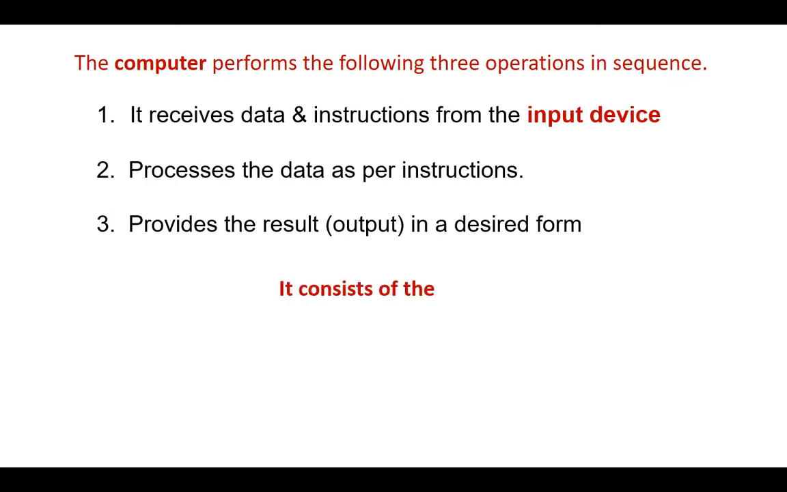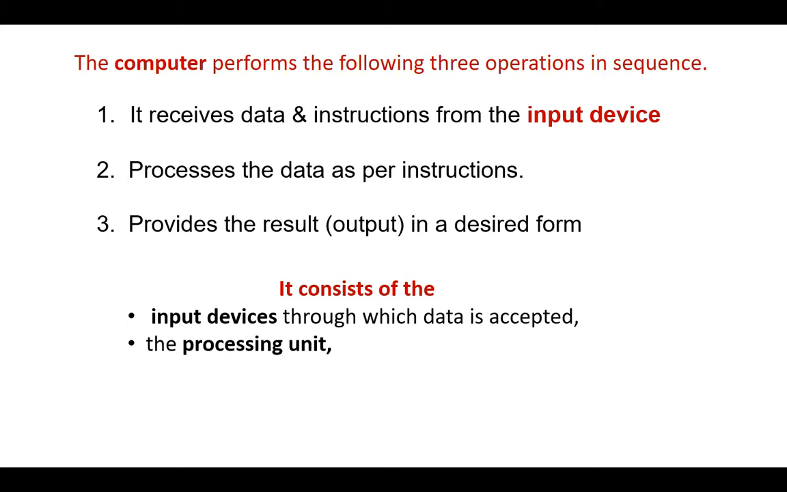So it consists of the input devices through which the data is accepted, and then it also consists of the processing unit which processes the data. Apart from that the computer also has output devices which decode the information. And then it also has storage hardware. This storage hardware is the one that is mostly used for storage of information.